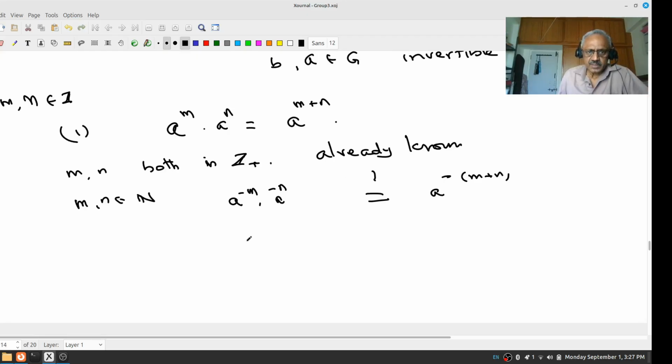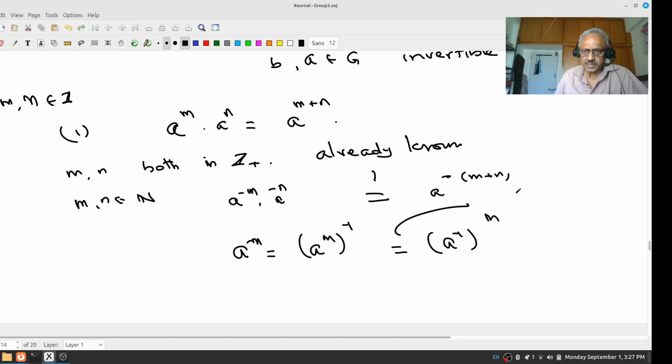Now what is a to the power minus m? a to the power minus m is, there are two ways, a to the power m, inverse, or which is the same as a inverse to the power m. We have seen this, this is already known.